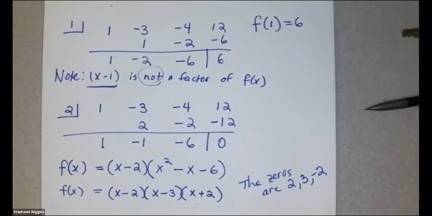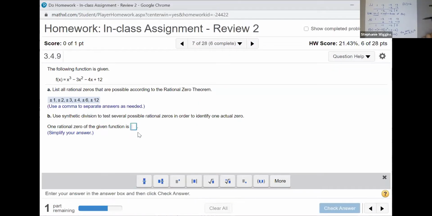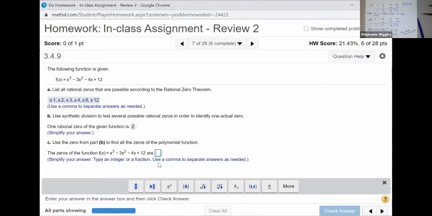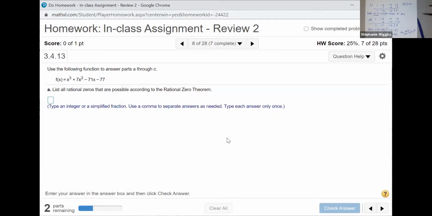So let's go back to our problem. One rational 0 of the given function: the first one I found was a 2. Then it says use the 0 from part B to find all the zeros of the polynomial. And I found 2, 3, and -2. And okay, that's how you do it.